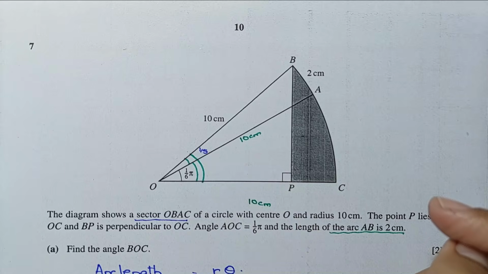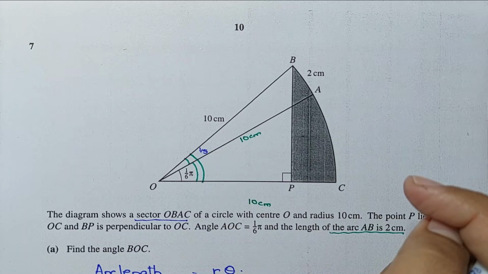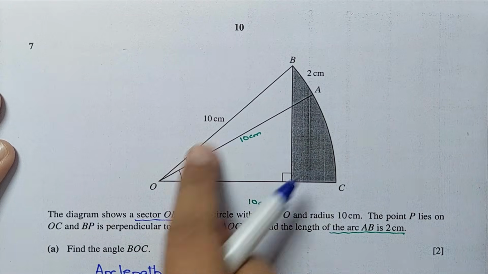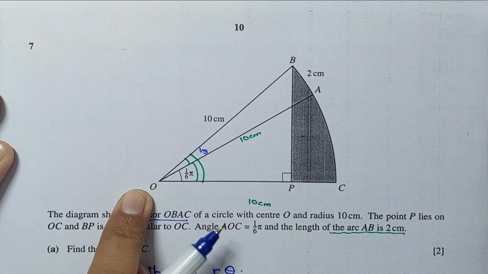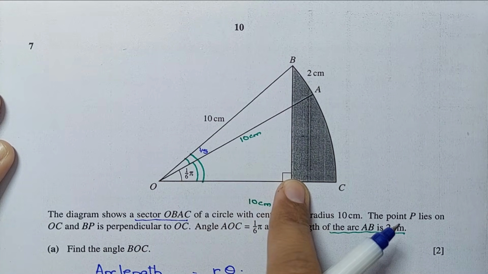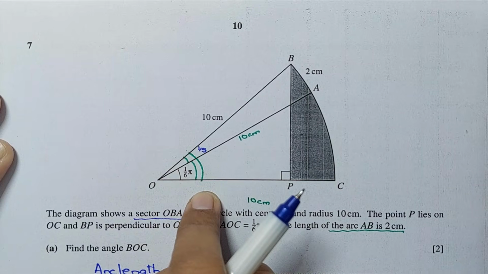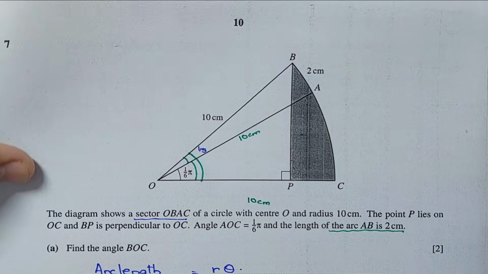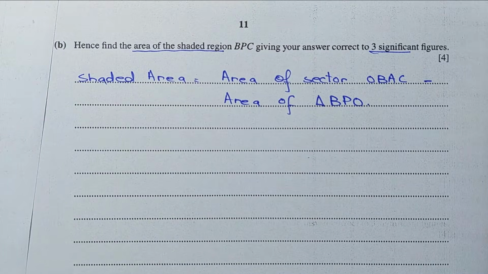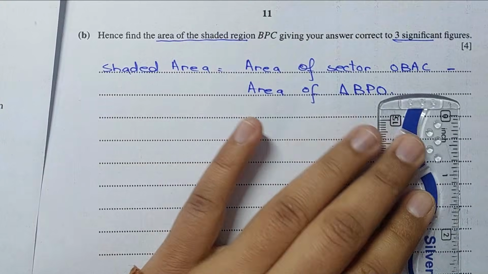Area of a triangle is half base and height, right? For this triangle, we don't know the base, we don't know the height, but we have this side and this angle given. We can easily find out the base and the height, right? So if I can draw this triangle separately over here and figure it out.